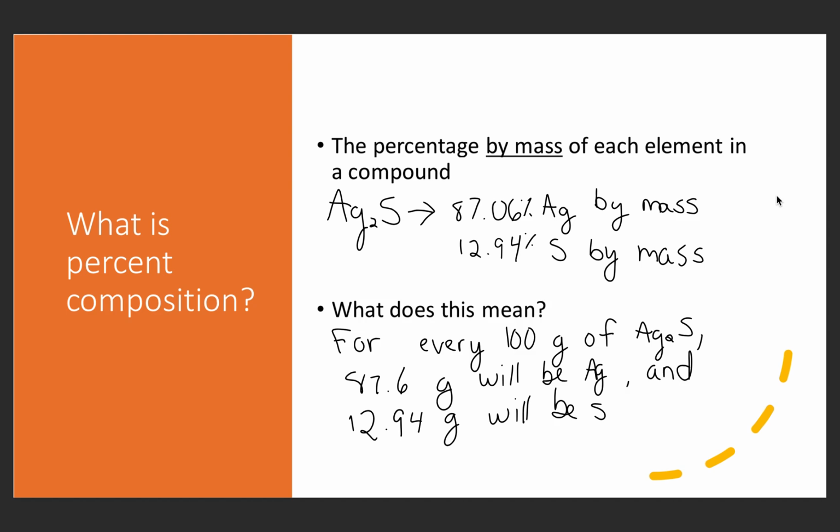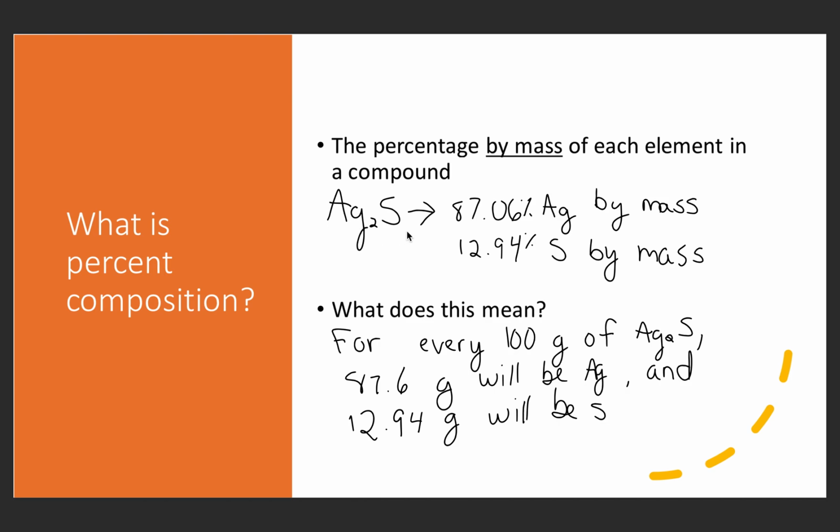So, for example, in this compound, this is silver sulfide. So there's 2 atoms of silver and 1 atom of sulfur. And by looking at this right here, this has already been pre-calculated, and we're actually going to go over how to do this. But all this means is that 87.06% of this compound is made up of silver, and 12.94% of this compound is made up of sulfur.